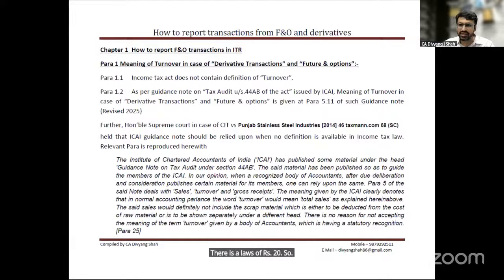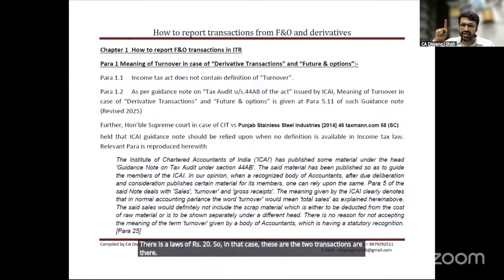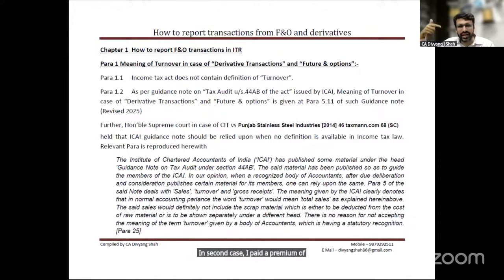So these are the two transactions. In the first, I paid a premium of rupees 1, and I have a gain of rupees 10 after 3 months when I exercise my option. In the second case, I paid a premium of rupees 2, but I have a loss of rupees 20. Now in this scenario, how do we calculate the turnover? Most people are aware that the turnover will be 10 plus 20. Whatever profit or loss is there, remove the minus sign or negative figure and simply add the figures. So over here, my turnover will be rupees 30. That's how I'm supposed to calculate the turnover.